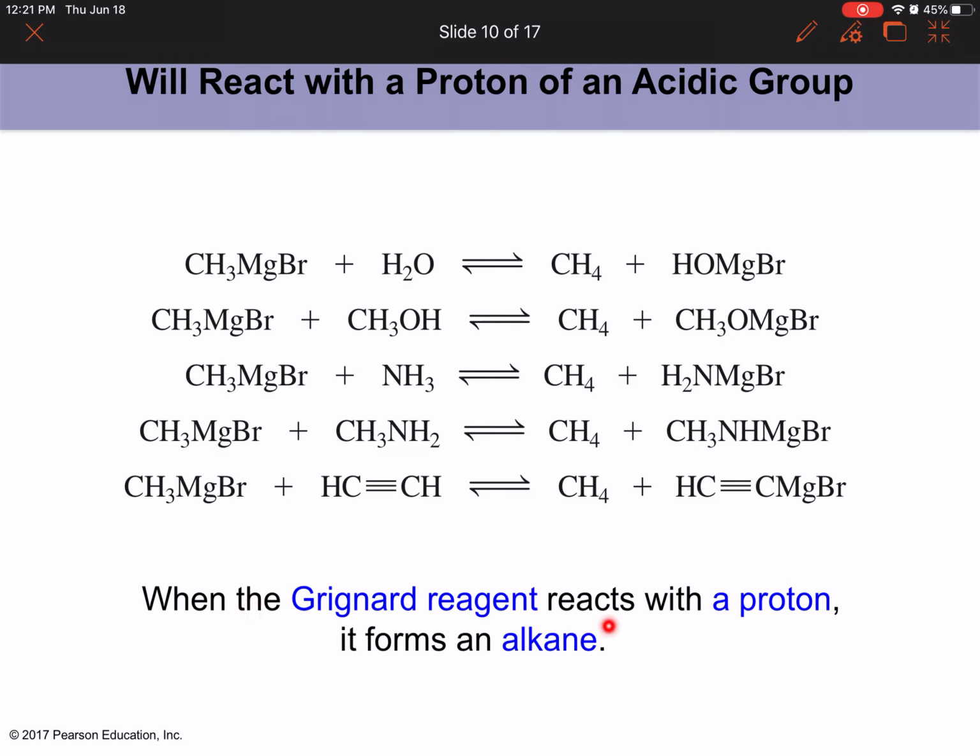When the Grignard reagent reacts with a proton, it forms an alkane. Like I said, this could be an ethyl group, and then it would be ethane. This also could be a phenyl group, so it would become benzene, and so on. So any of these groups could be an alkyl group, and then you're going to be making an alkane at the end.